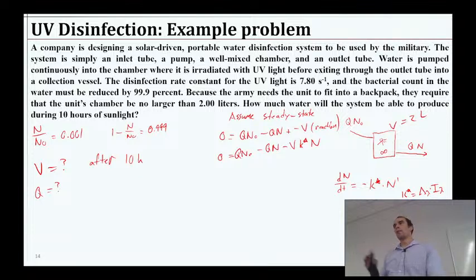And we can write that there's some flow going through with some influent concentration of bacteria and some flow leaving with the effluent concentration of bacteria. So pretty typical CSTR setup then, and we can assume steady state because we're not given any information about how things are changing over time.